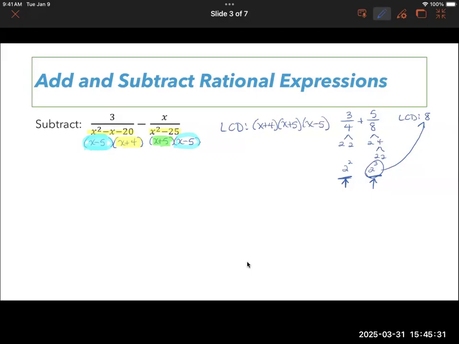Okay, so now we're going to rewrite our original expression into an equivalent expression with this least common denominator. So we need one fraction that has x plus 4, x plus 5, and x minus 5. And then we're going to subtract our second fraction, which also needs x plus 4, x plus 5, and x minus 5 as its denominator.